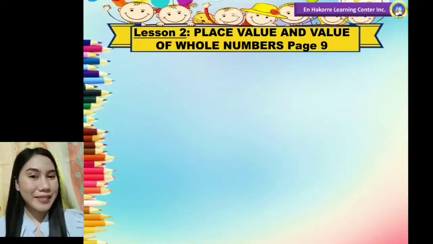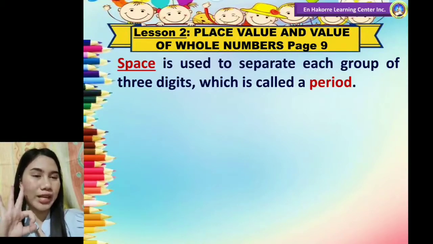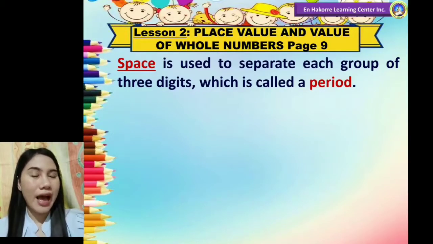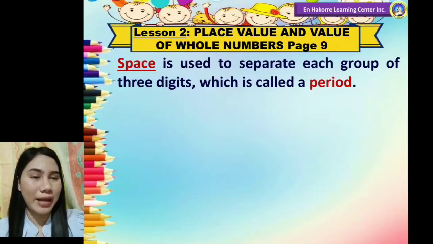So let's proceed, children. You have there the space. So space is used to separate each group of 3 digits, which is called the period. Again, we separate each 3 digits of a given number, right? So when we separate it, we use space, and the space is called period in mathematics.